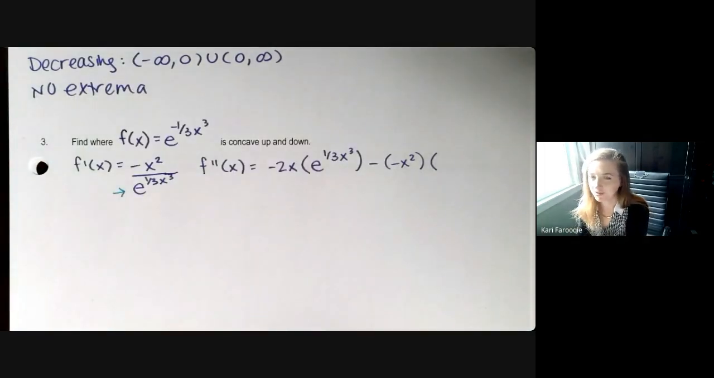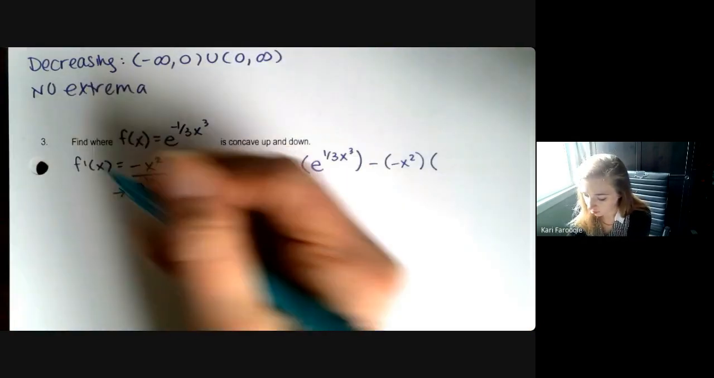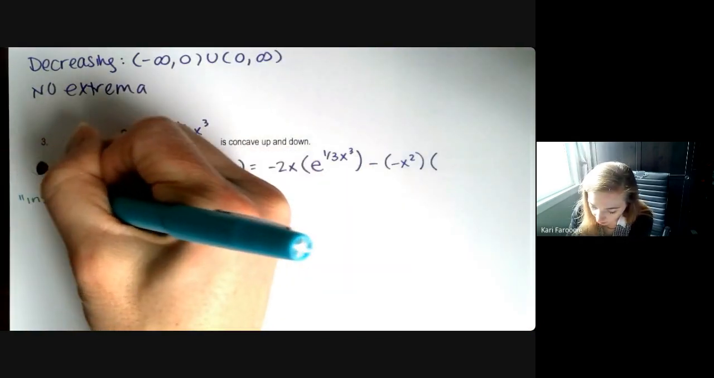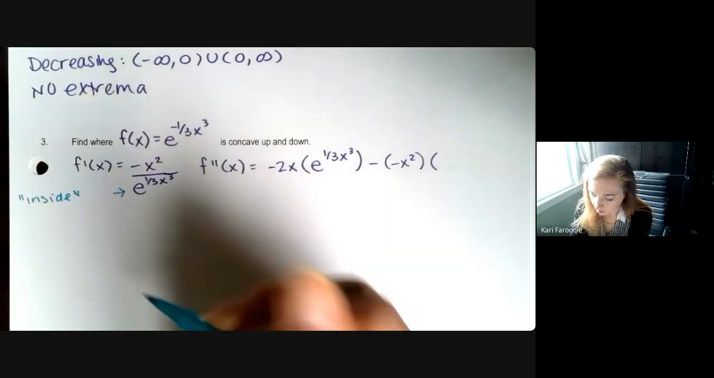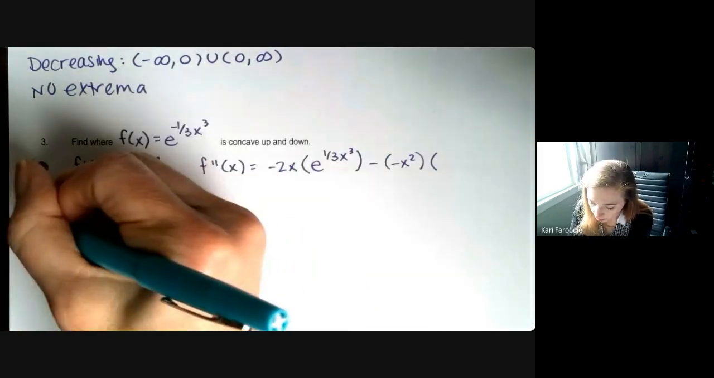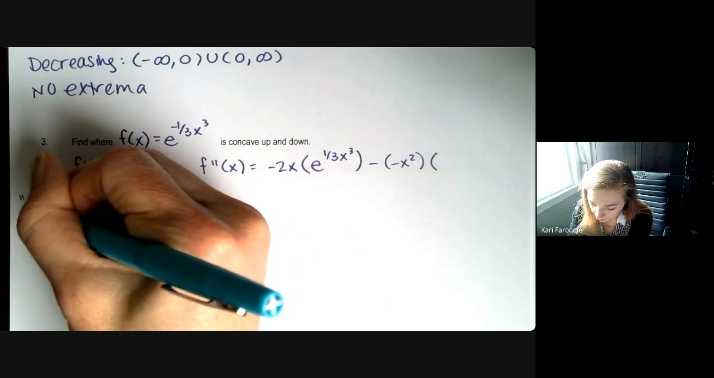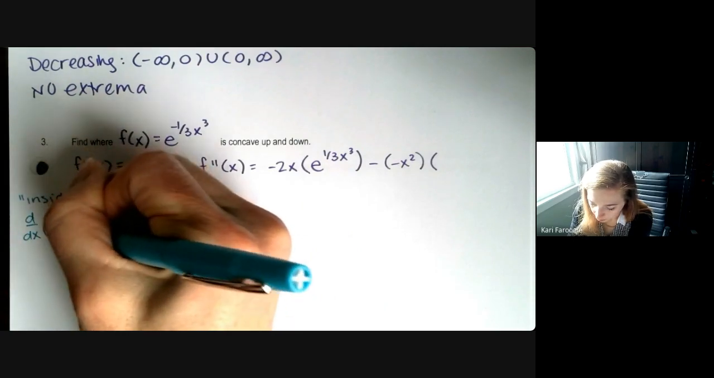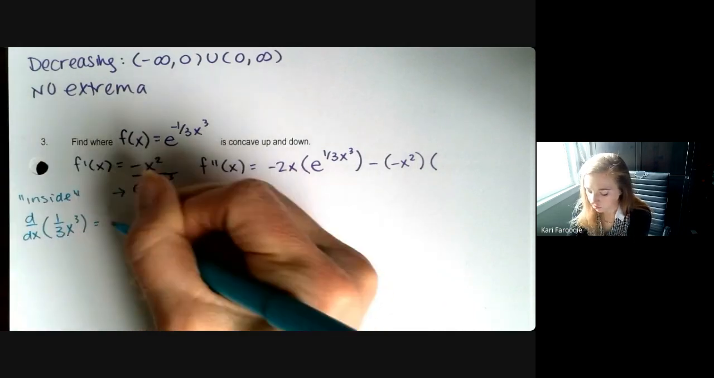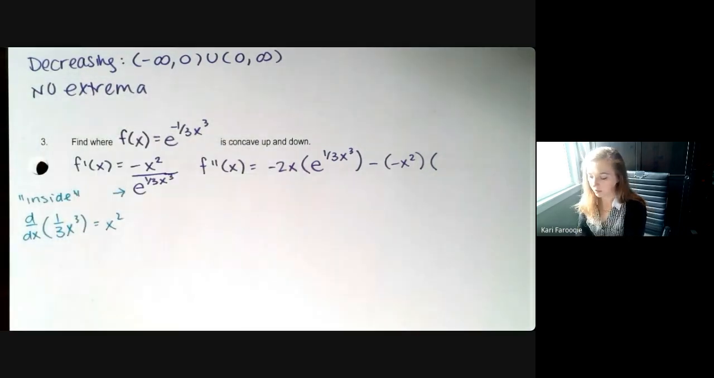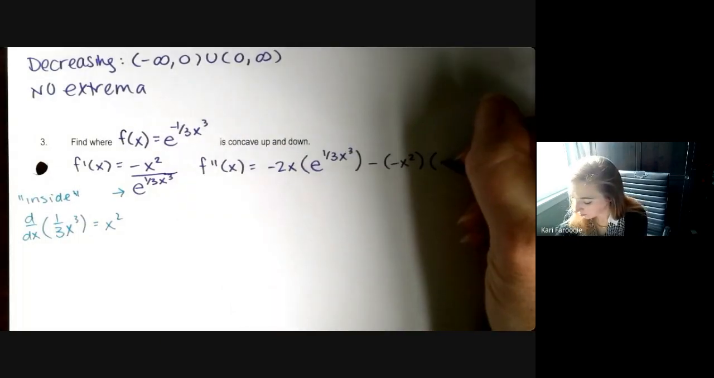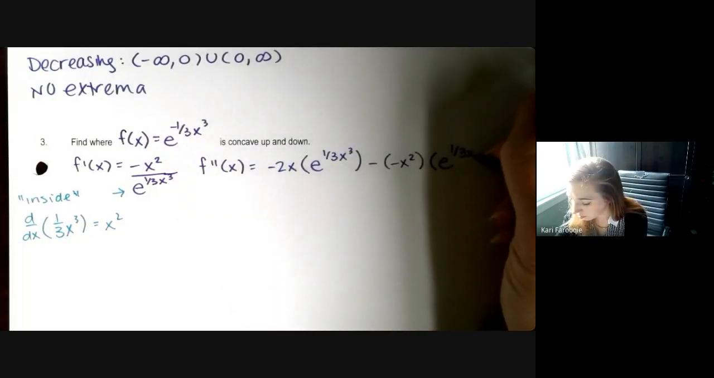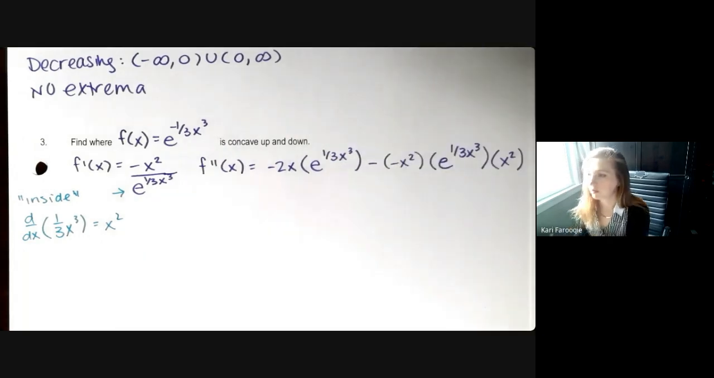It's going to be basically the same as what we found up here, just the sign is going to be different. So the inside is going to be 1/3 x cubed. So we're going to take d/dx of 1/3 x cubed, and we're just going to get x squared. So when we take g prime, we're going to take our exponential expression in the denominator, e to the 1/3 x cubed, and multiply by the derivative of the inside function, which is x squared.